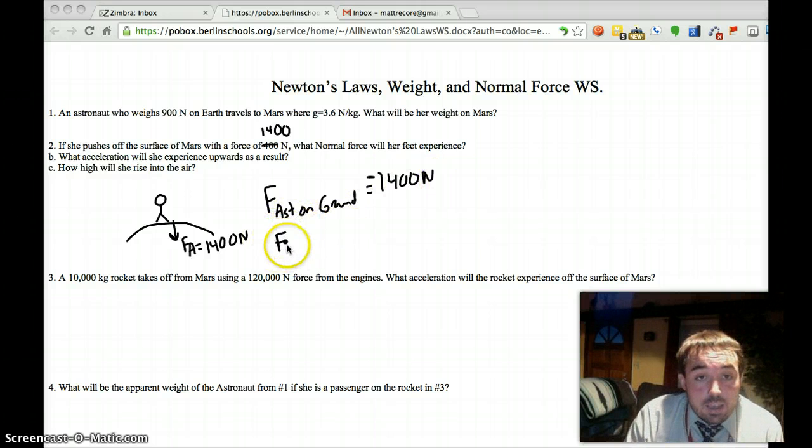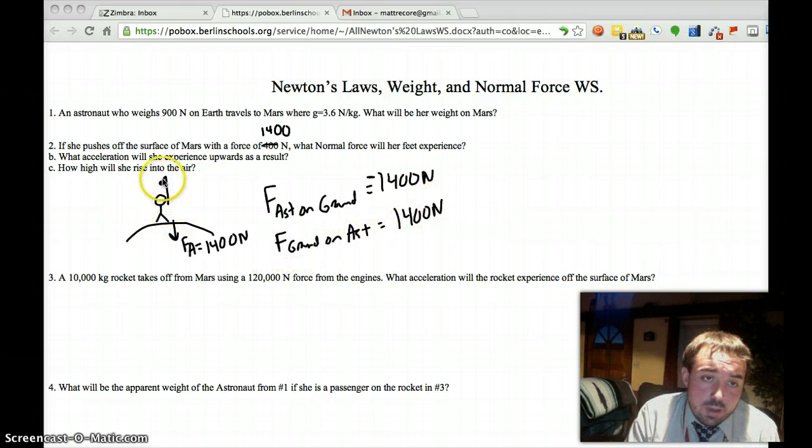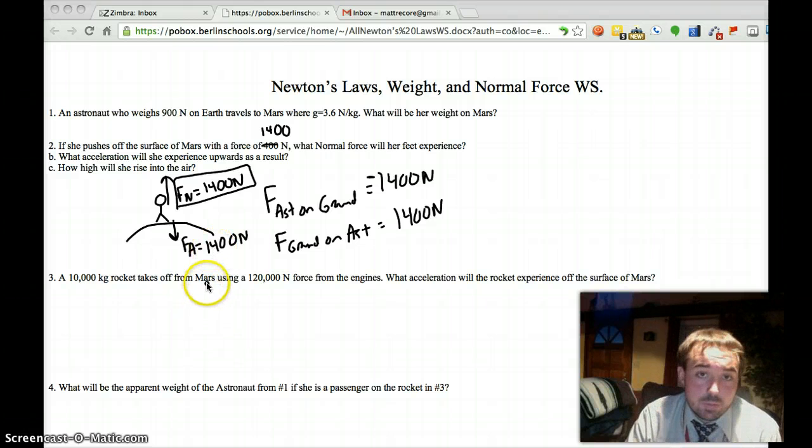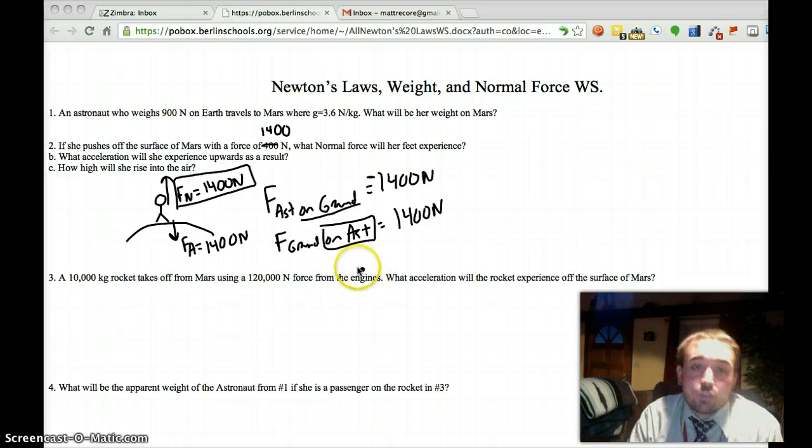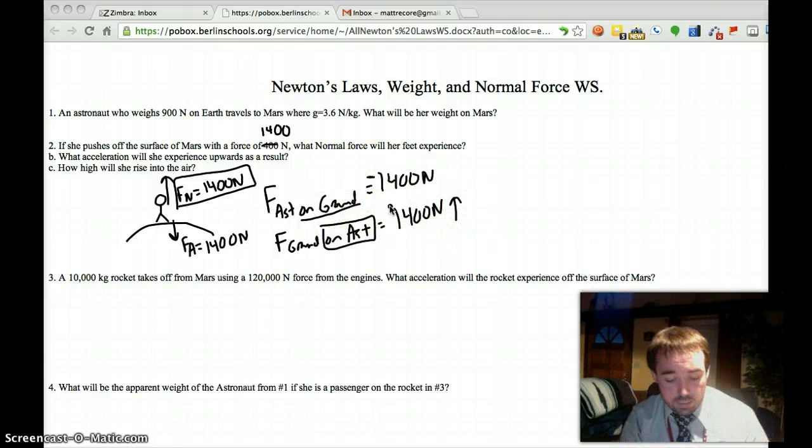Newton's third law says that the ground is going to push back up at the same exact force. Force of ground on the astronaut is going to be plus 1400 newtons. And the force of the ground acting up on the astronaut, well, that's just what we call the normal force. So by Newton's third law, if she's pushing down on the surface of Mars, the surface of Mars pushes right back up on her with the same exact 1400 newtons. Their difference is, one is acting on the surface of Mars, the other, which is the one we care about, is acting on the astronaut, and that one is acting up. So her normal force is 1400 newtons.